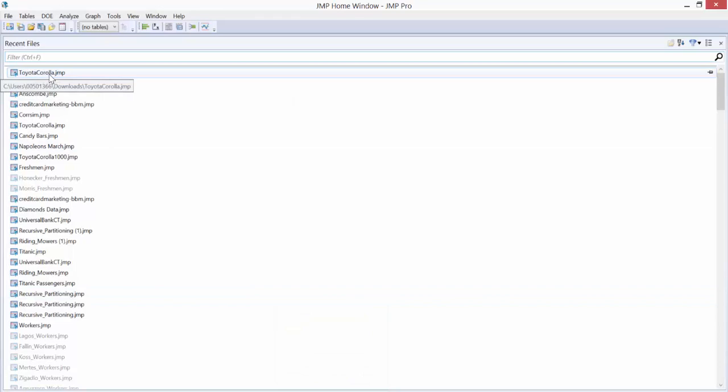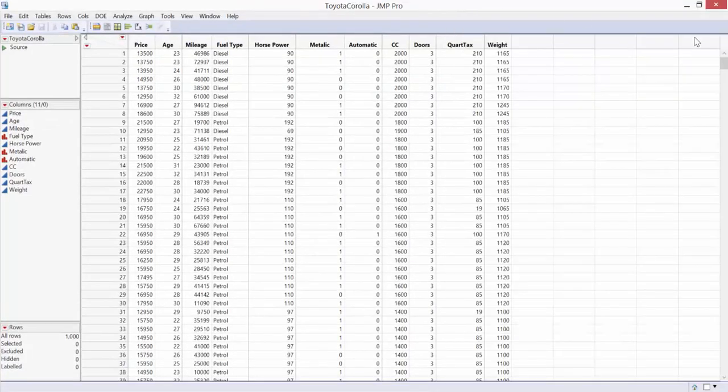Download the file Toyota Corolla, right? It's Toyota Corolla 1000, I believe. That's the name of the file. Okay, and go ahead and open it up. So you should see something like that.